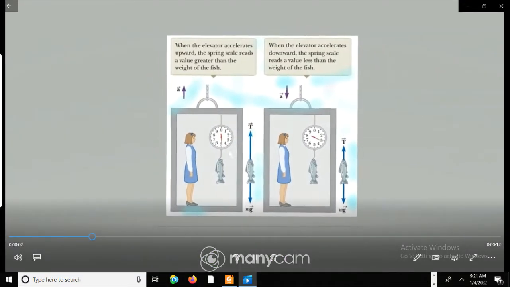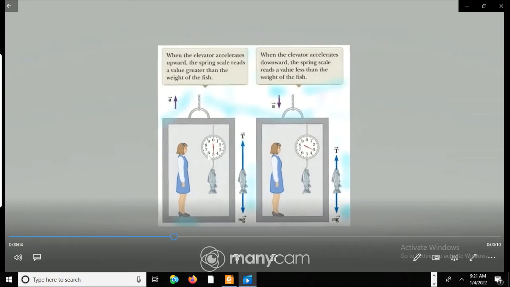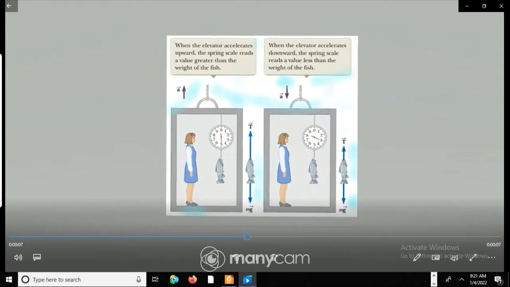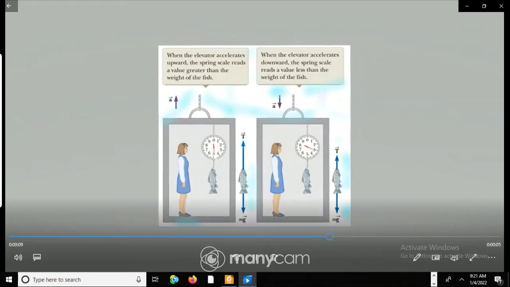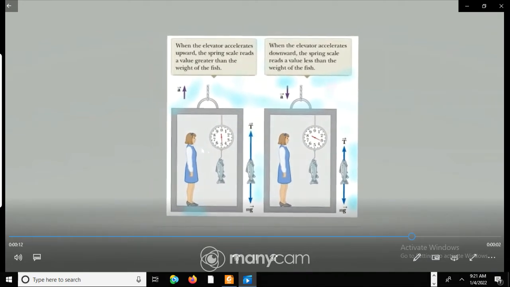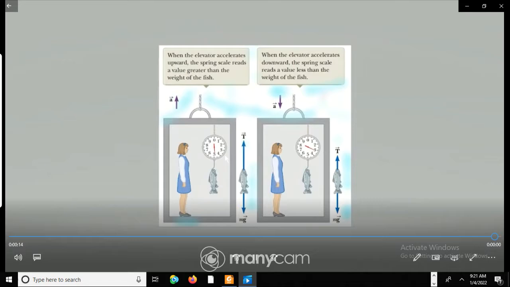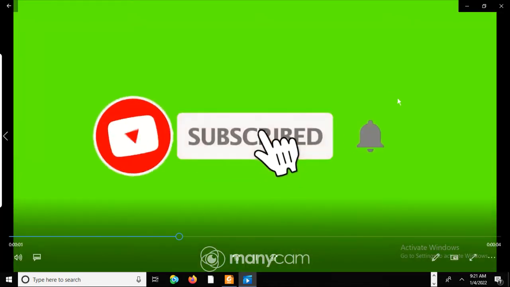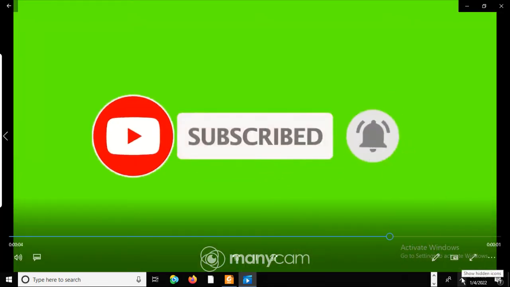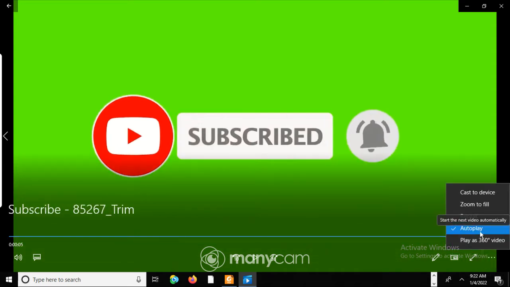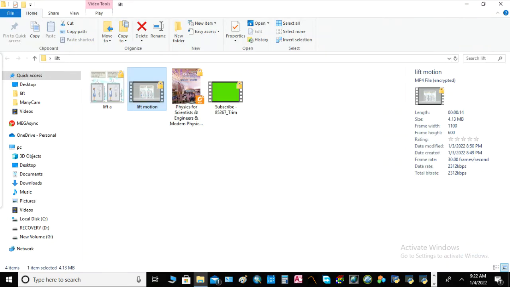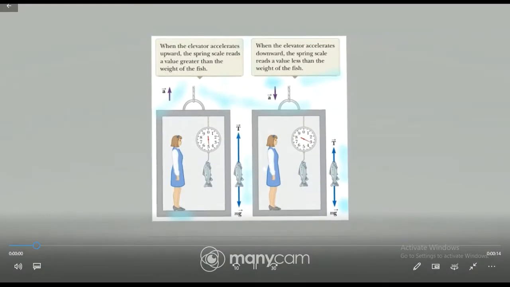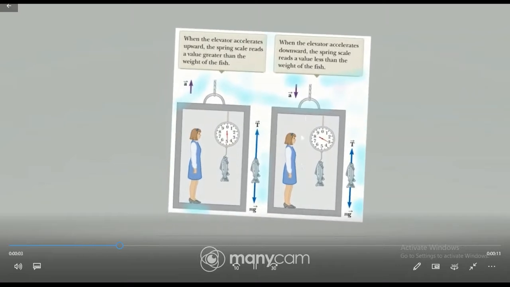Here is a typical example that shows when the body is moving upward or downward. For example, here the acceleration is upward. Here the acceleration is downward.